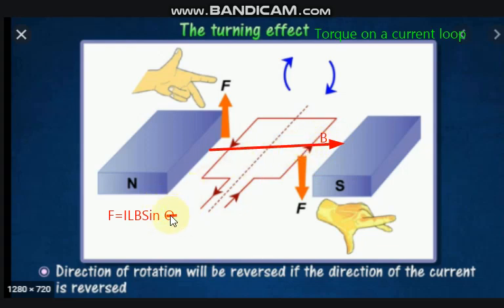Theta is the angle between L and B, and L is a vector which has a magnitude equal to the length of that wire segment, and its direction is the same as that of the conventional current flowing in that wire segment. So here L is this vector, which has the magnitude equal to the length of this wire segment, and its direction is this one, the direction of the current in this segment.